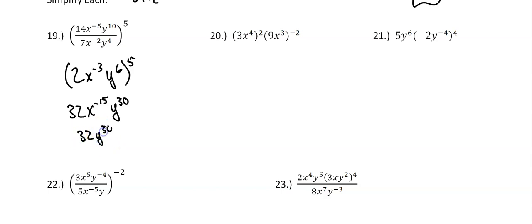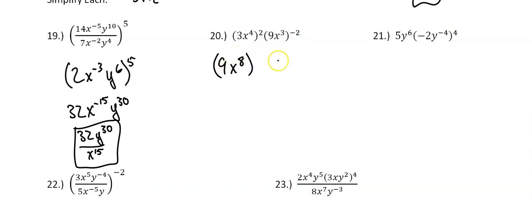The y to the 30th stays where it is. But the x to the 15th goes in the denominator. Okay, that's how I take care of negative exponents. I flip it to the other side and make it positive. Here, order of operations, I would do the exponents first. So 3 to the second power is a 9. And I multiply the exponents, that's x to the 8th.